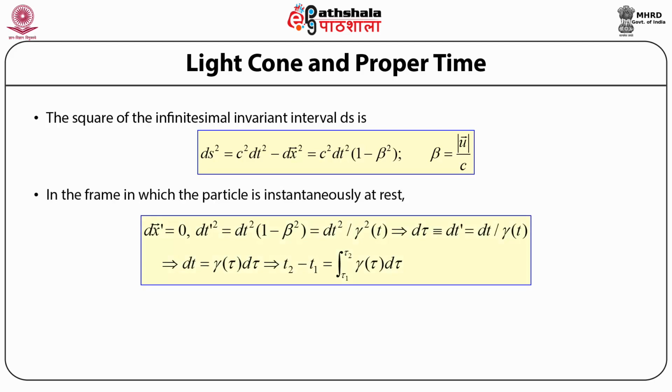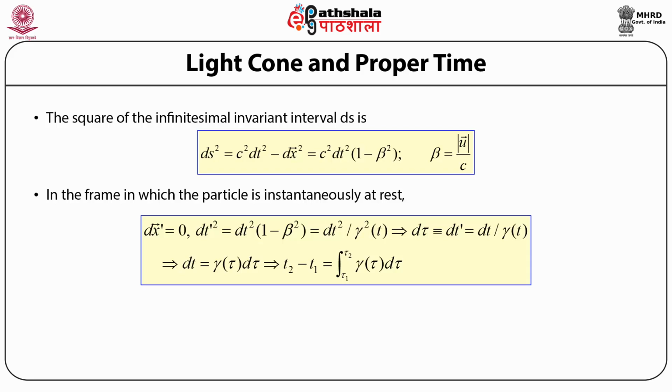So in the frame of reference in which the particle is instantaneously at rest, or in the rest frame of reference, we can write d**x**′ = 0, and using Lorentz transformations, we get dt′² = dt² (1 − β²), and this can then be written as dt²/γ², as a function of time t.